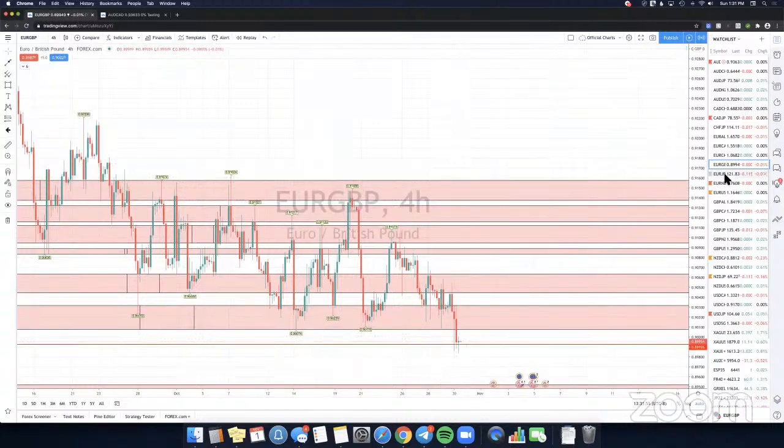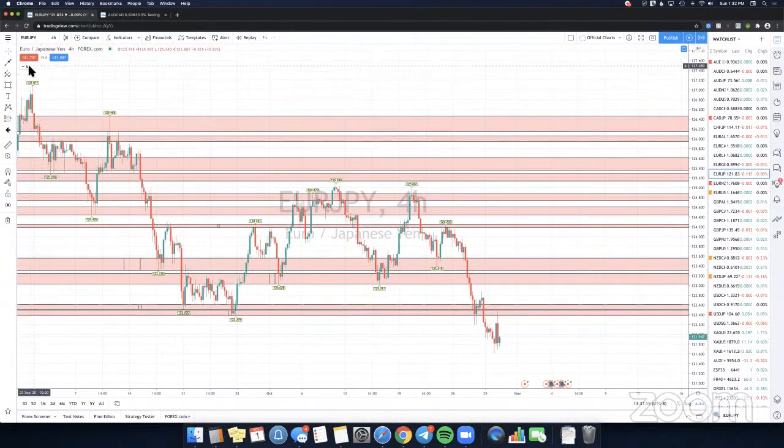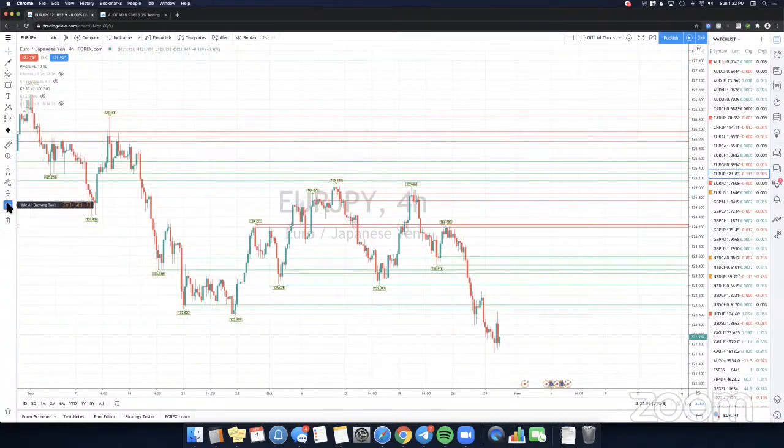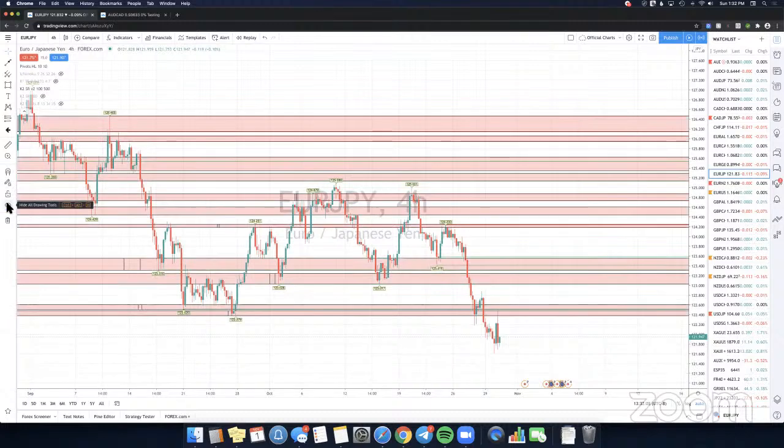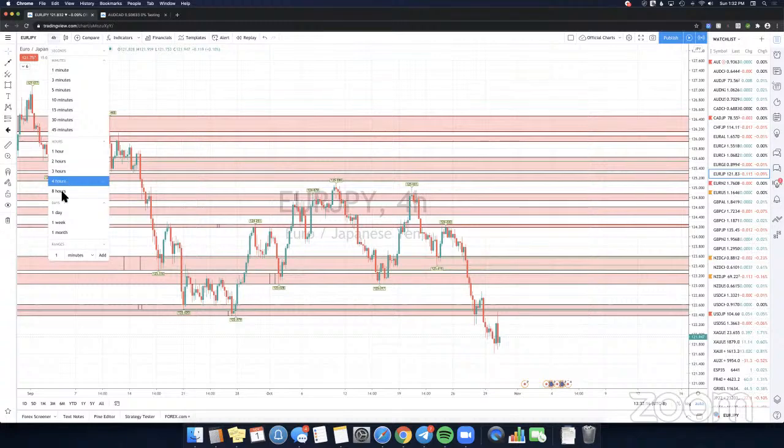Move on to the next one, EJ. So we're looking at EJ right here. Let me check if the zones line up with last week's. Yeah, so these zones line up pretty much the same. However, this zone created a new one right here. So I'm just going to pull this up a little bit. Other than that, we just need a lower zone because no lower zone has been created.